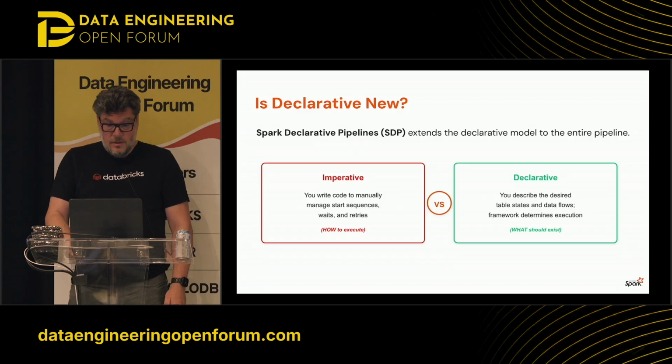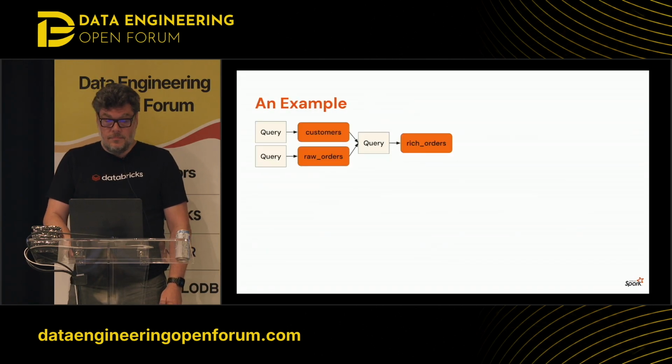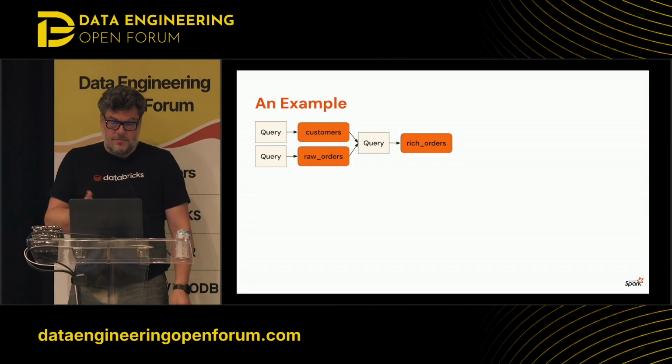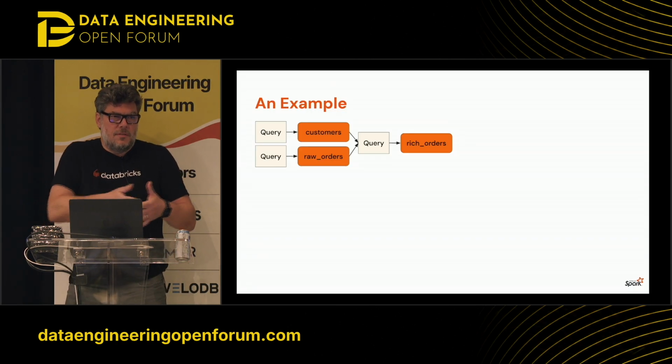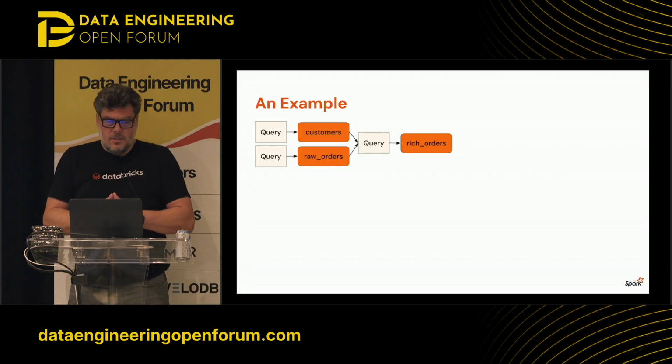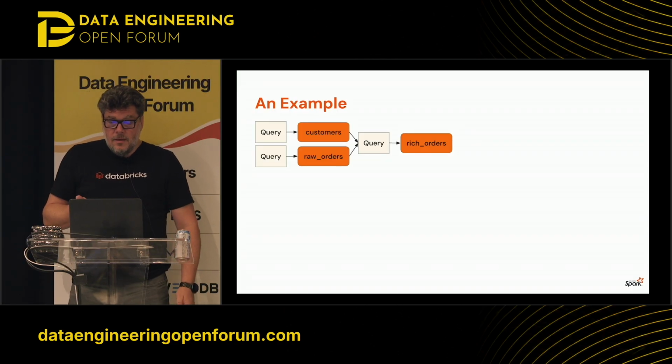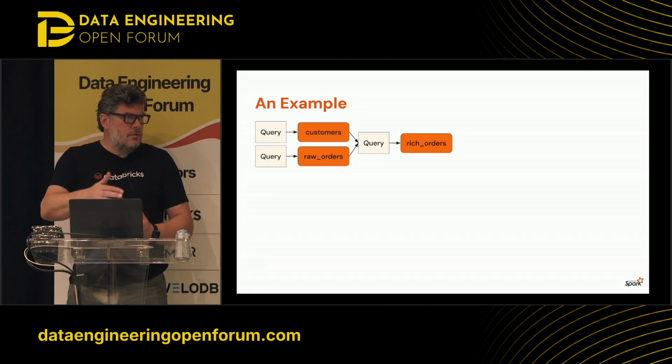So let's look at an example. So this is a very simple pipeline, right? Let's say you have customer data, you have order data, you want to join them together to enrich your orders with the customer information. Right? If you look at this simple pipeline, you will quickly notice that the first two queries here, they actually don't depend on each other. So they could actually run in parallel. Right? But how do you do that? How do you run these two in parallel?